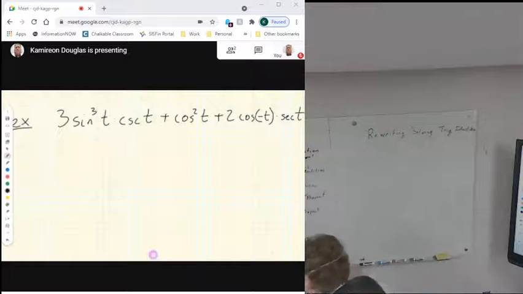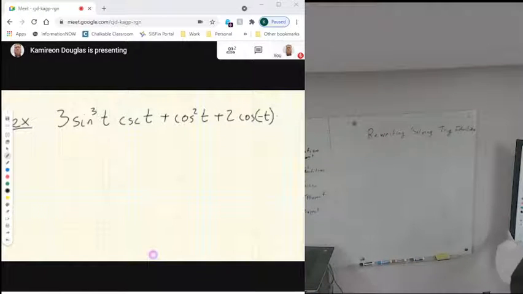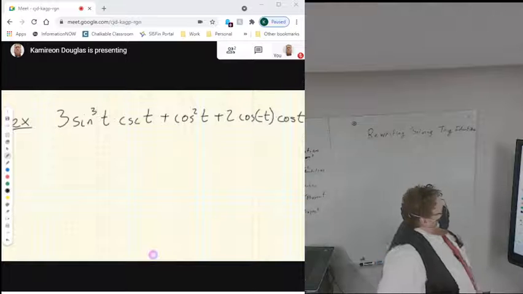Wait. Sorry. Is there more? Not secant. It's cosine. Alright, let's simplify this thing.